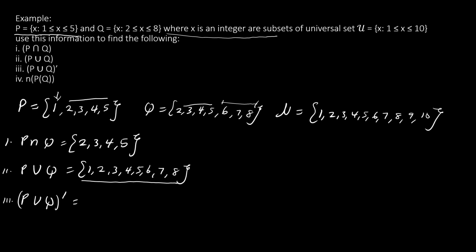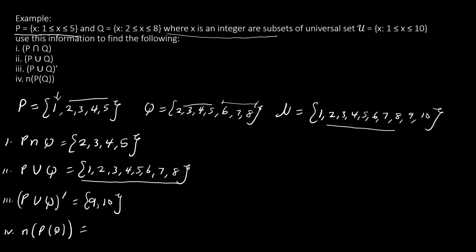Now, we look at elements that are in the universal set that are not in P union Q. We have 1 to 8 in P union Q, and then we have 1 to 10. So what we have here that are not in P union Q are 9 and 10. So these are the elements of P union Q prime.